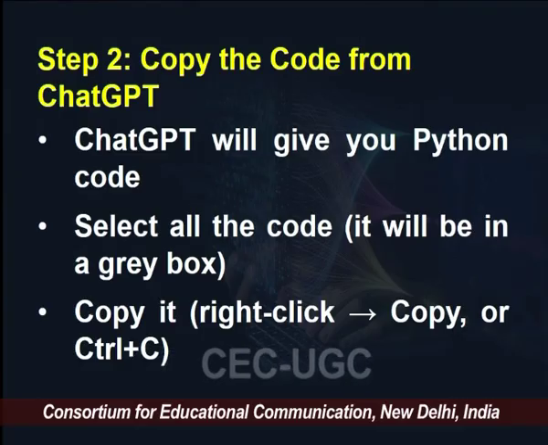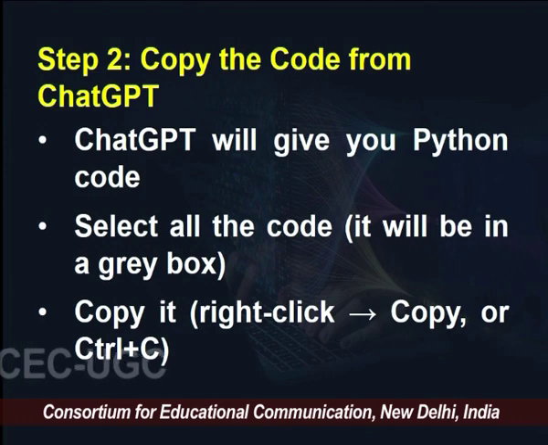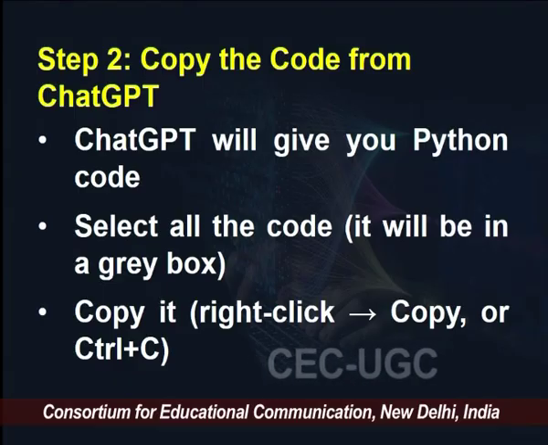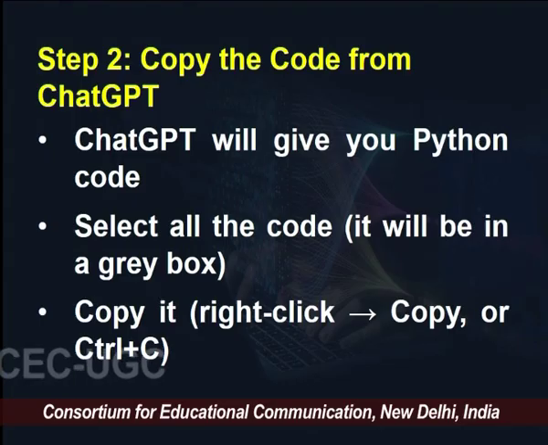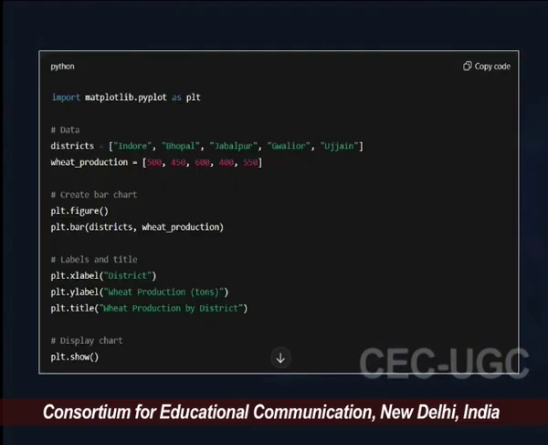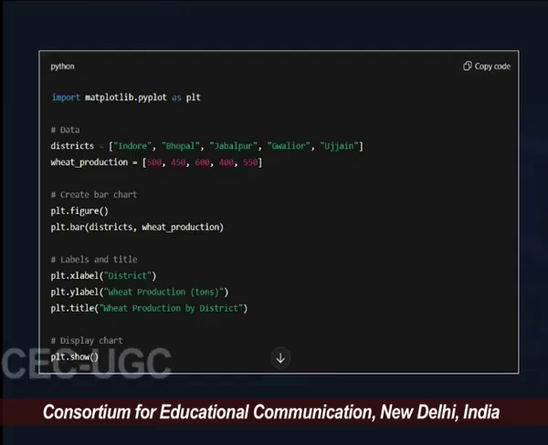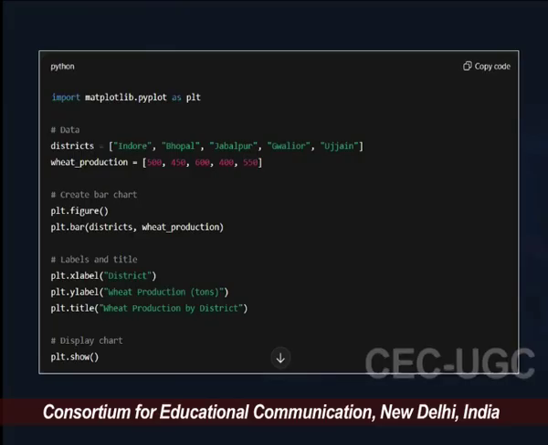Now step 2 is to copy the code from ChatGPT. ChatGPT will give you the Python code. So select all the code. You will see a copy code box on the screen. You can hit that button to automatically copy the Python code, or you can select the entire text, right click and select copy, or you can even do a Ctrl+C. As you see, ChatGPT generates the Python code here. What we are going to do is hit copy code on the right-hand side of our screen.